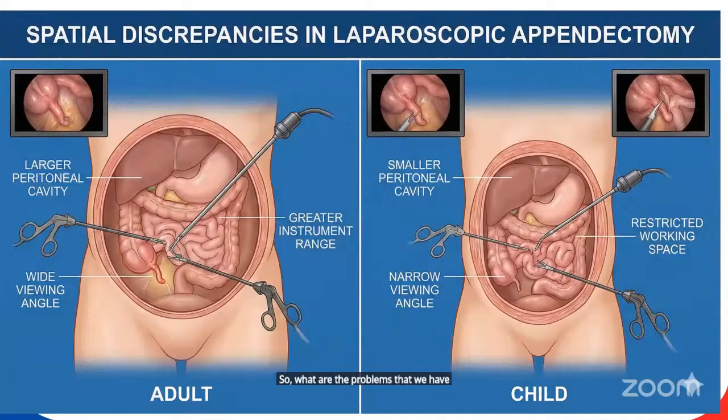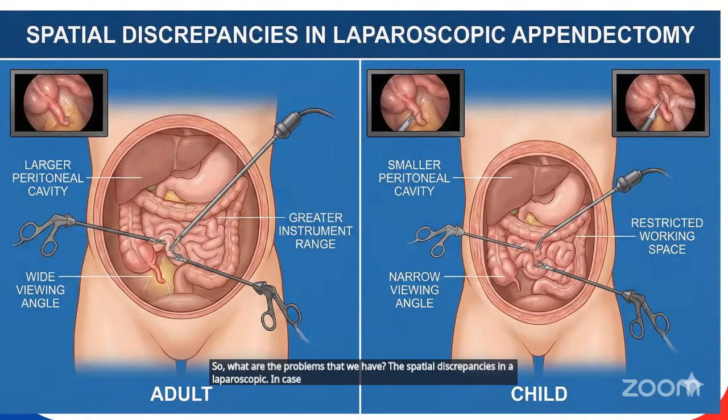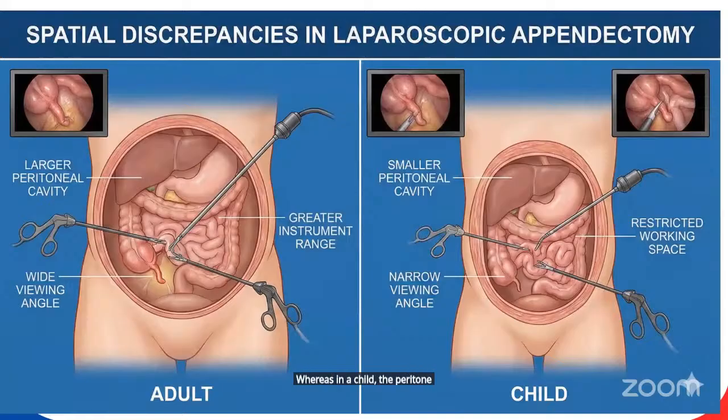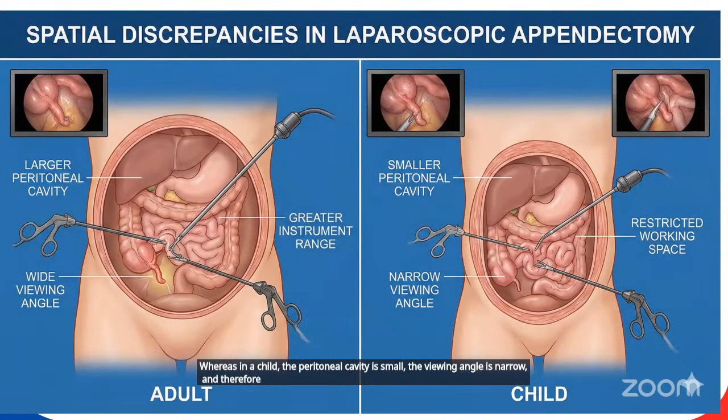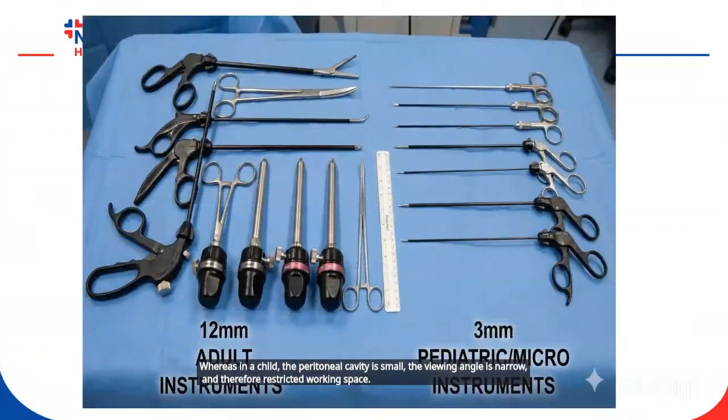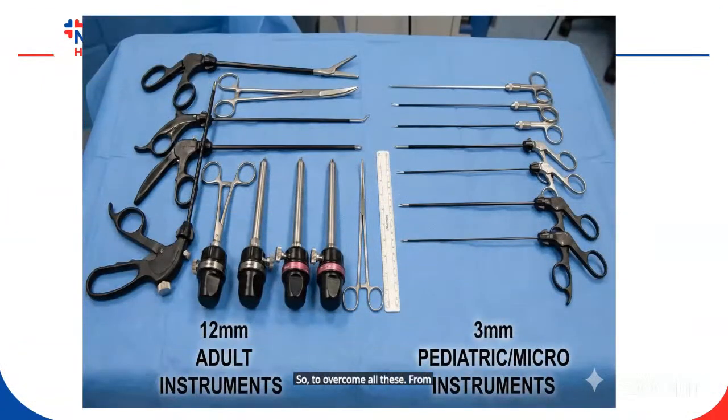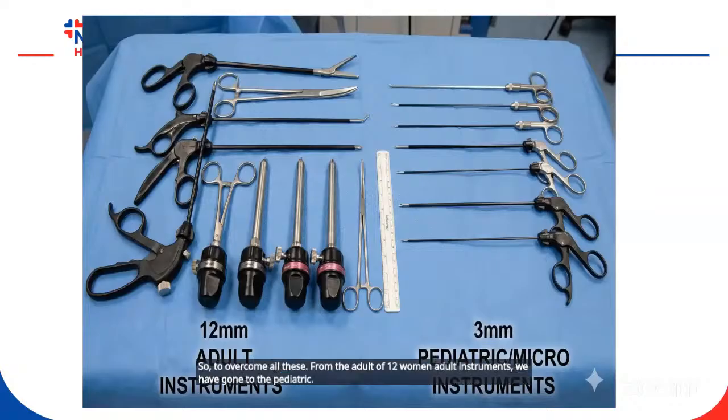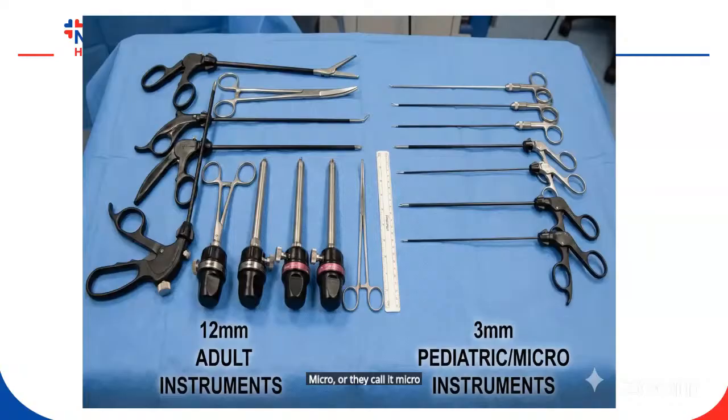The spatial discrepancies in laparoscopy. In the case of an appendectomy, as you can see in an adult, there is a larger peritoneal cavity, a wider viewing angle, and a greater instrument range. Whereas in a child, the peritoneal cavity is small, the viewing angle is narrow, and therefore the working space is restricted. So to overcome all these, from the 12 mm adult instruments, we have gone to the pediatric micro, or 3 mm instruments.